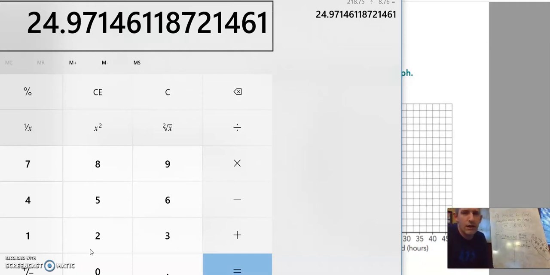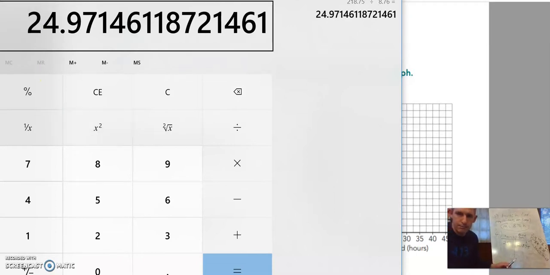Okay, so I don't know. I think I would round that to the nearest whole hour. Since that's so close, I would go ahead and say it's about 25 hours. Unless I messed up somewhere. Let me just double check my numbers. 218.75, 8.76. Okay, we'll just go with that. All right, but that's the strategy. You would divide these numbers over here by 8.76 to get your number over here.